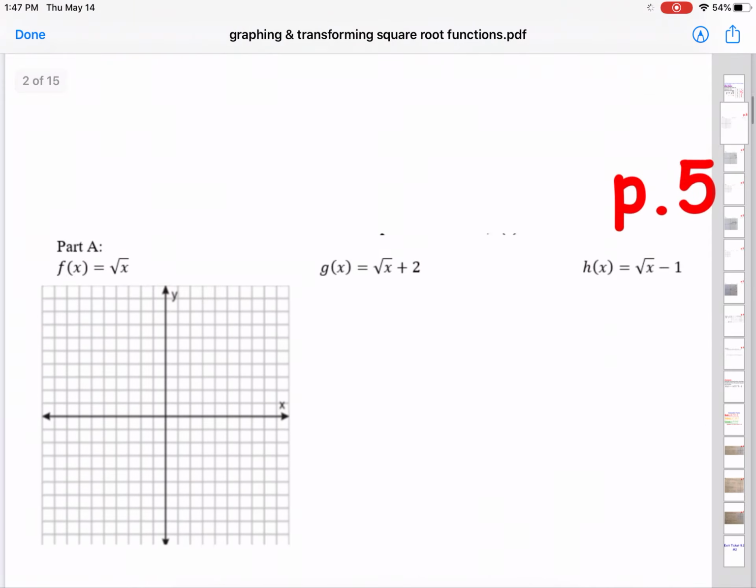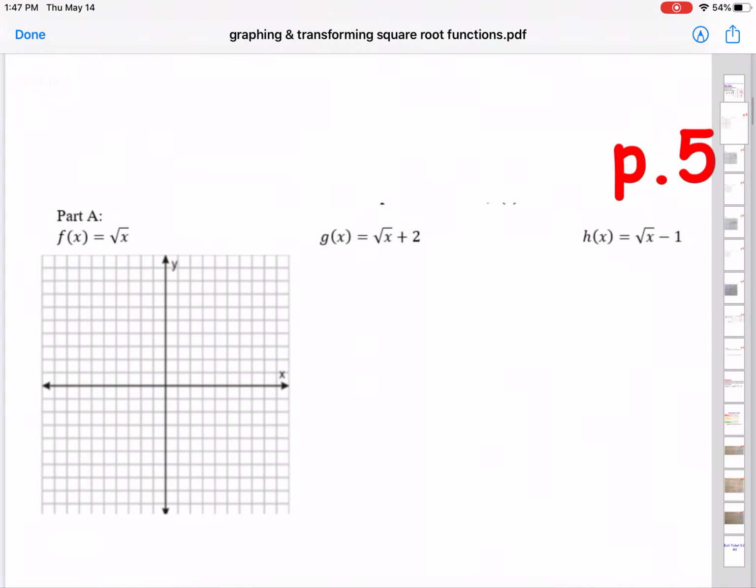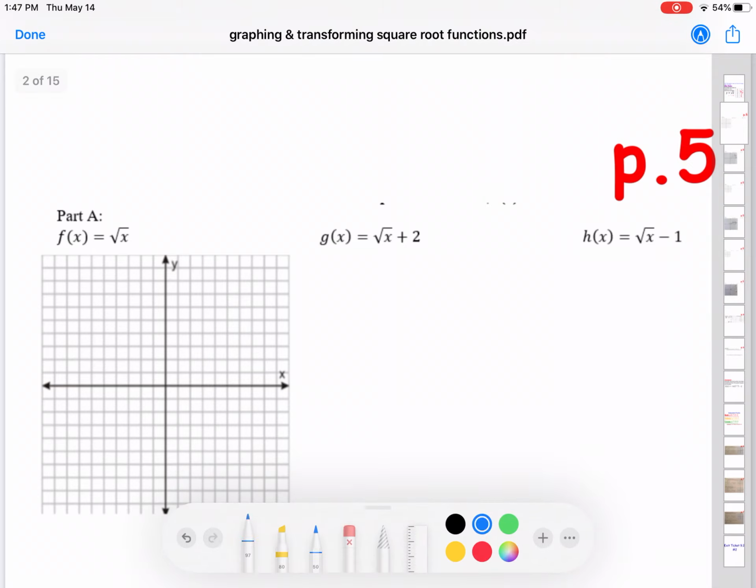So now that we have a general idea what the graph looks like, we're going to take a look at how to transform that graph. You're going to want to be in your packet, Function Families Part 2, starting on page 5. When we're talking about square root functions, our parent function that we always want to focus on is y equals the square root of x. That's our original function. But if we're looking to make some transformations, we're going to look at y equals a times the square root of x minus h, and then plus or minus k.